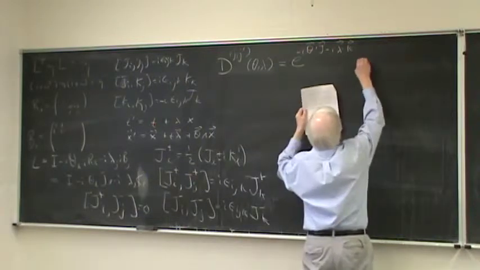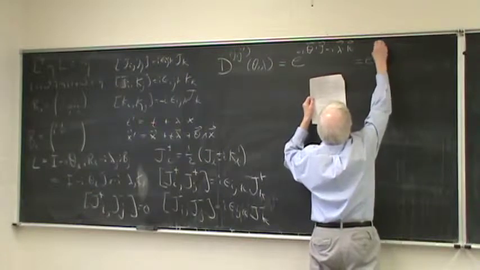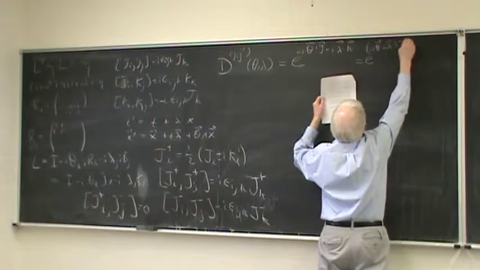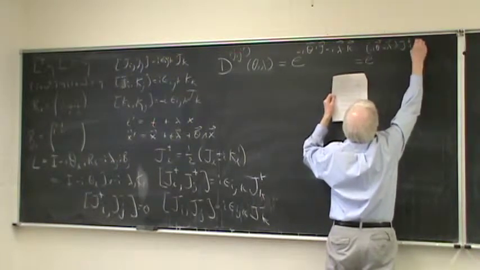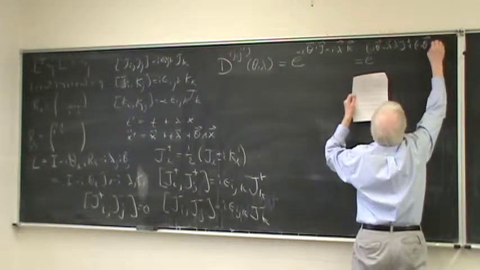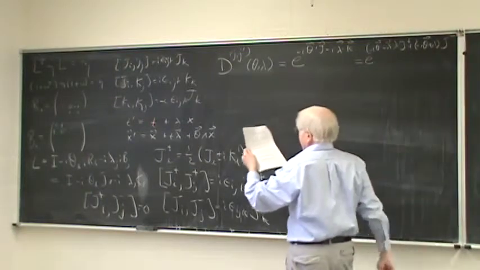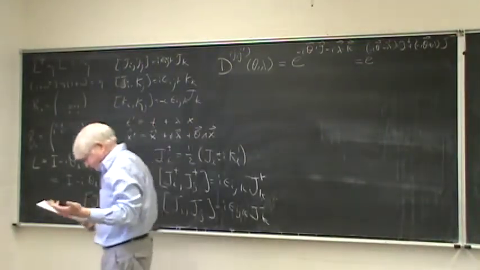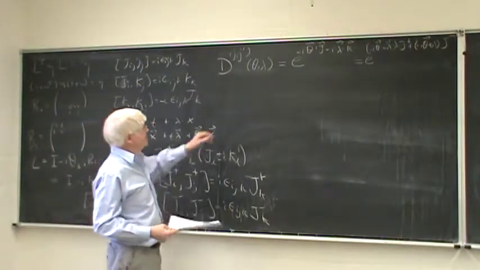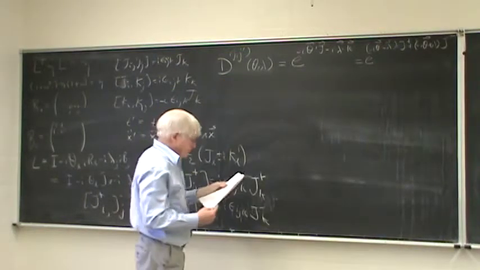And you can decompose this into e to the minus i (theta minus i lambda) dotted into J_plus, times e to the minus i (theta plus i lambda) dotted into J_minus. And so that's the general representation of the Lorentz group. These things are not unitary, but they're finite dimensional.